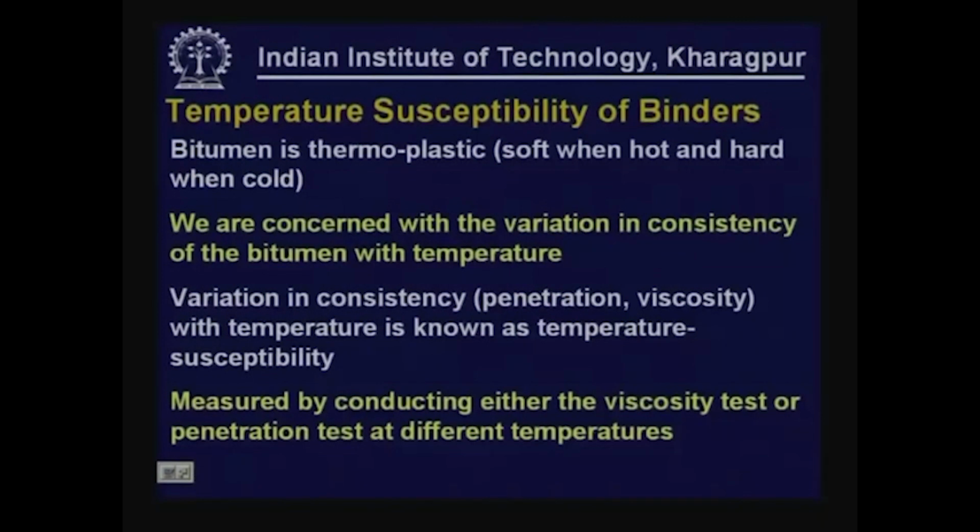The variation in consistency, again either in terms of penetration, viscosity or any other parameter, with temperature is known as temperature susceptibility. This can be quantified by conducting either the viscosity test or the penetration test, or any other test which would give you a parameter like stiffness, modulus value and other parameters at different temperatures. If that parameter can be obtained at different temperatures, that variation can be examined, and then we can quantify or express how temperature susceptible different binders are.